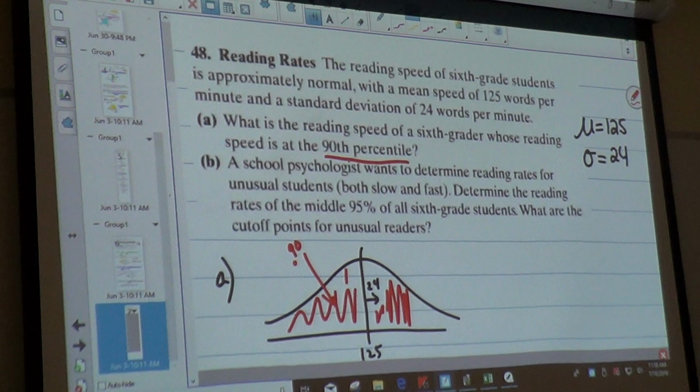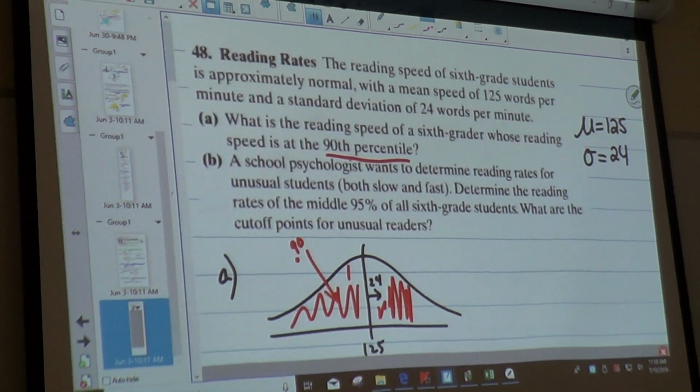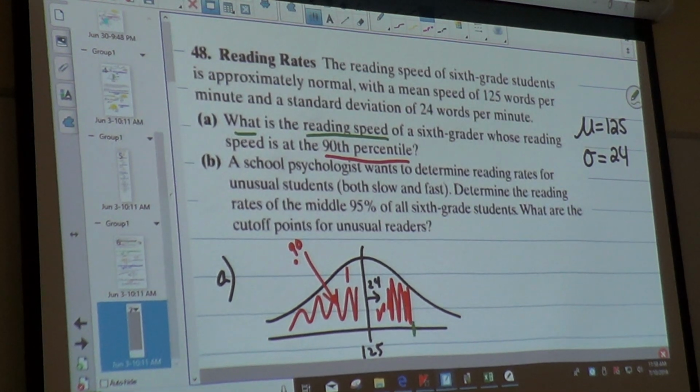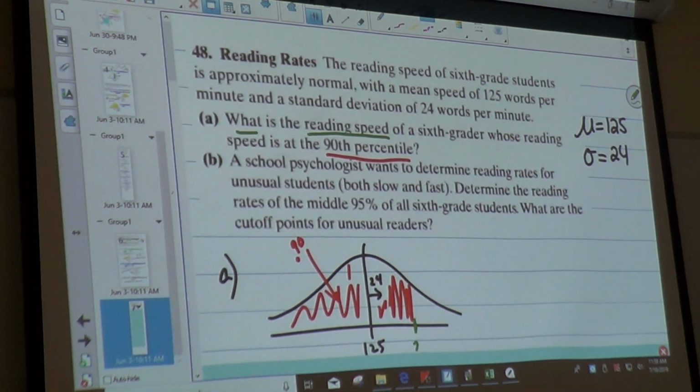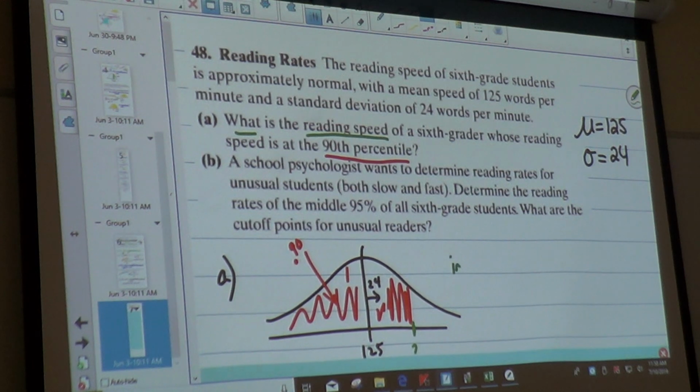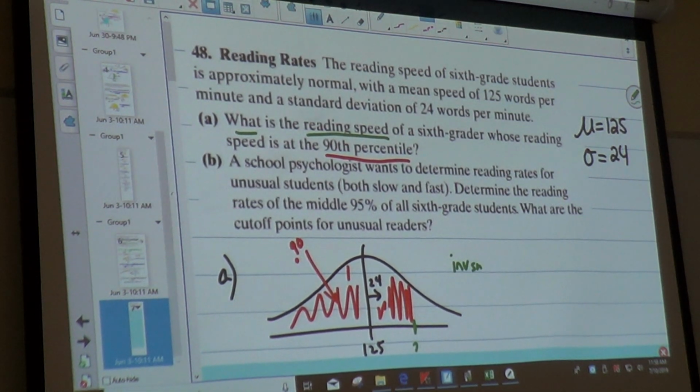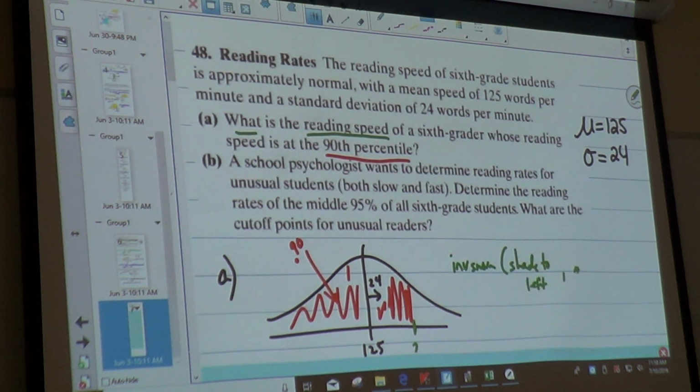So it doesn't say what is the percentage. We said, what is the reading speed? So what are we going to be doing for this one? Inverse norm, which means we're going to do shade to the left, mean, and standard deviation. So my shade to the left is going to be 0.90, my mean is 125, and my standard deviation, but it's got to be inverse norm.